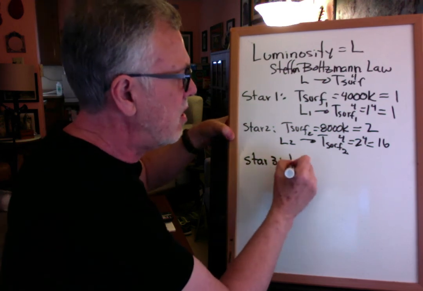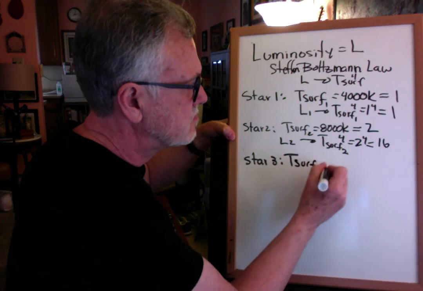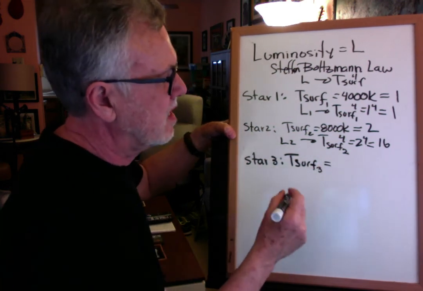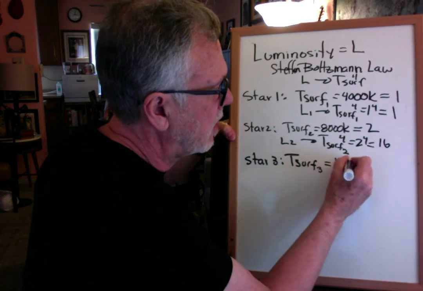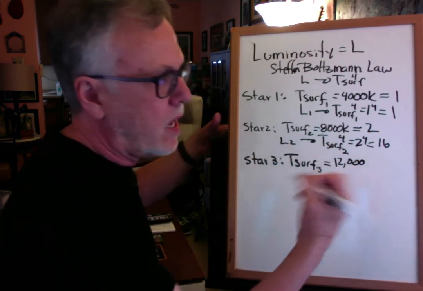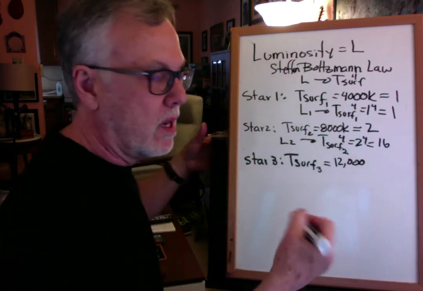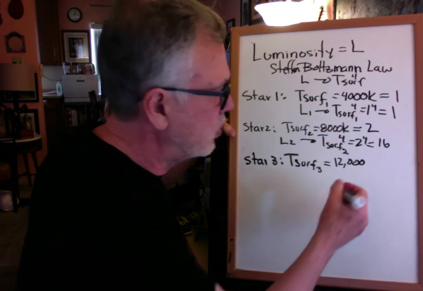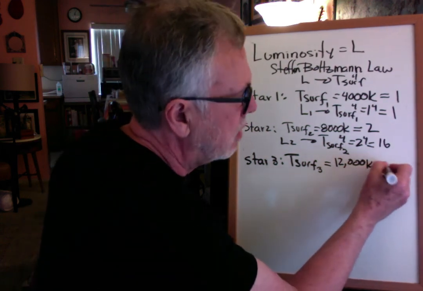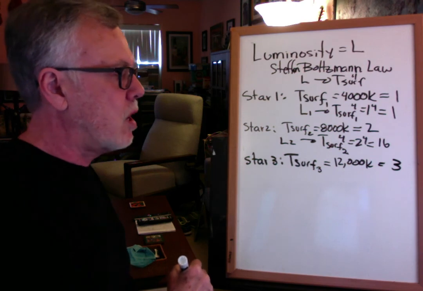In this star, its surface temperature is 12,000. Okay, so maybe we're getting up into like an A star, kind of a brighter star, a hotter star into the bluish range. Of course, that's 3 now. It's 3 times that original temperature of star 1.